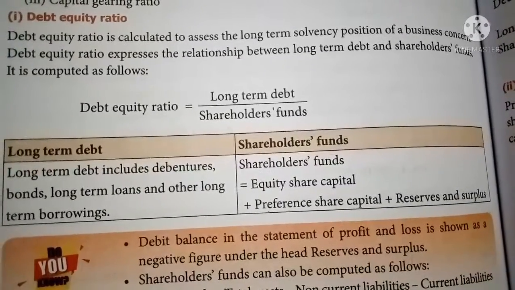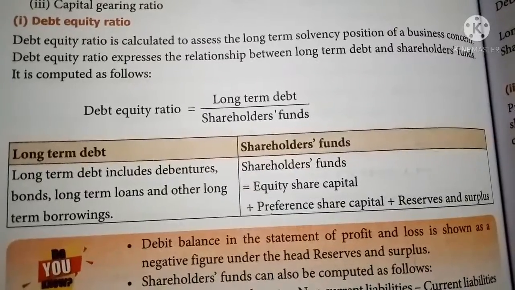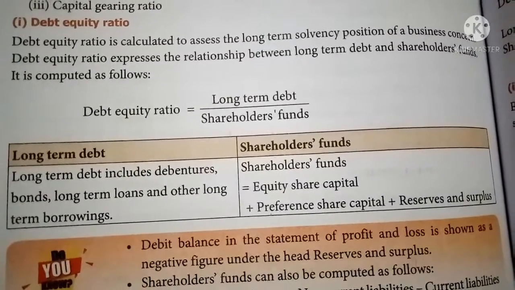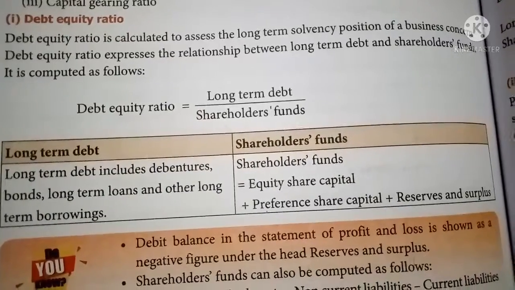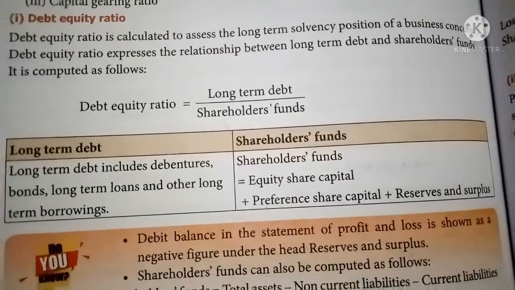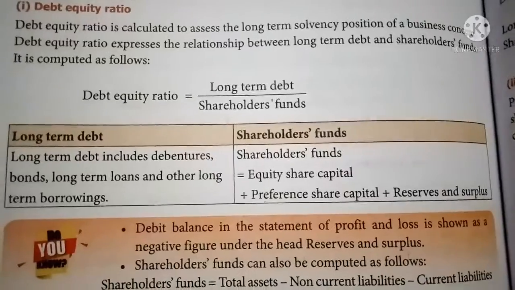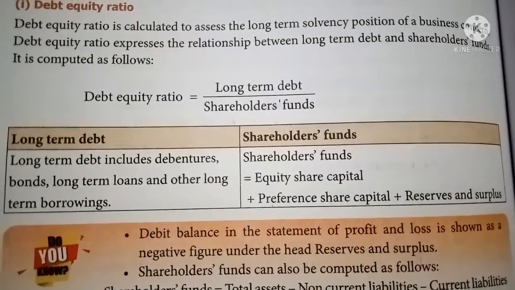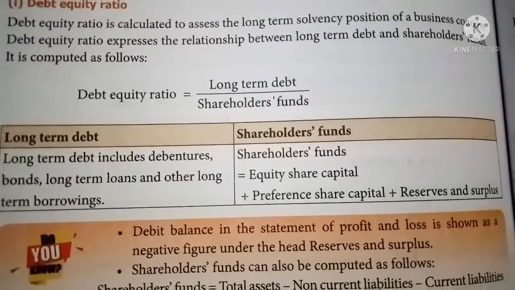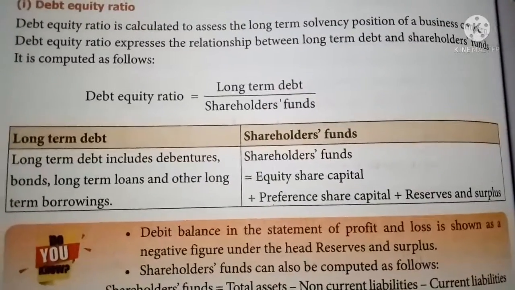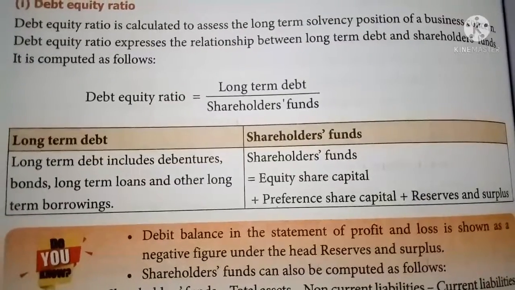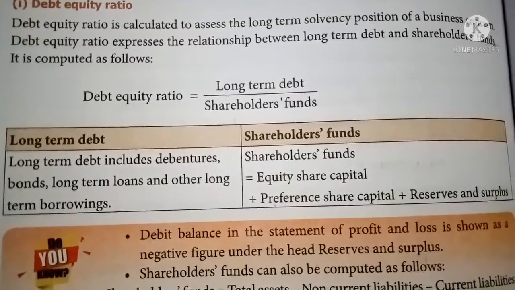In order to find out the long-term debt, we should take only the debenture value, bonds, long-term loans and other borrowings. And for shareholders fund, we should take equity share capital, preference share capital, reserves and surplus. So this is the information we should take in order to calculate debt equity ratio.